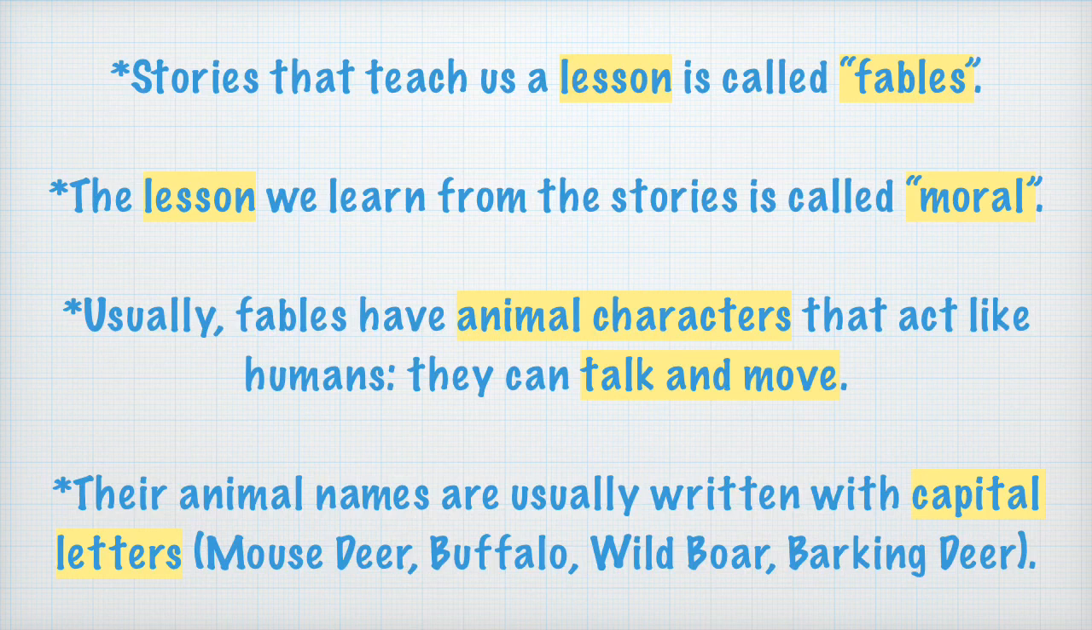Stories that teach us a lesson are called fables. The lesson we learn from the stories is called the moral. Usually, fables have animal characters that act like humans. They can talk and move. Their animal names are usually written with capital letters.